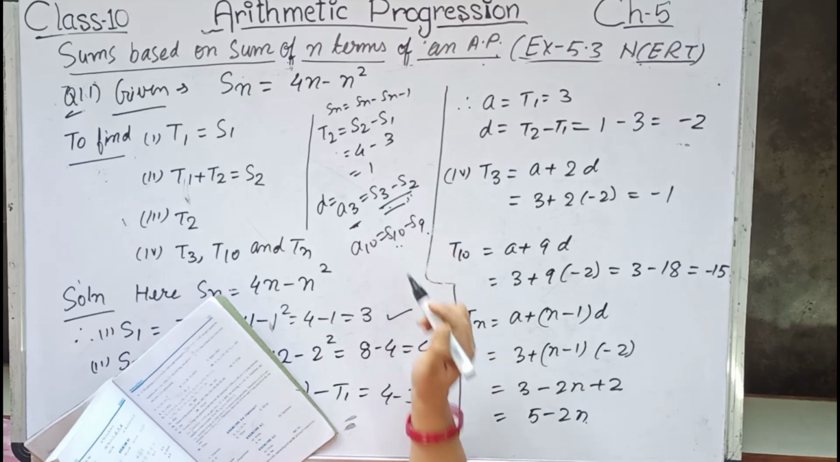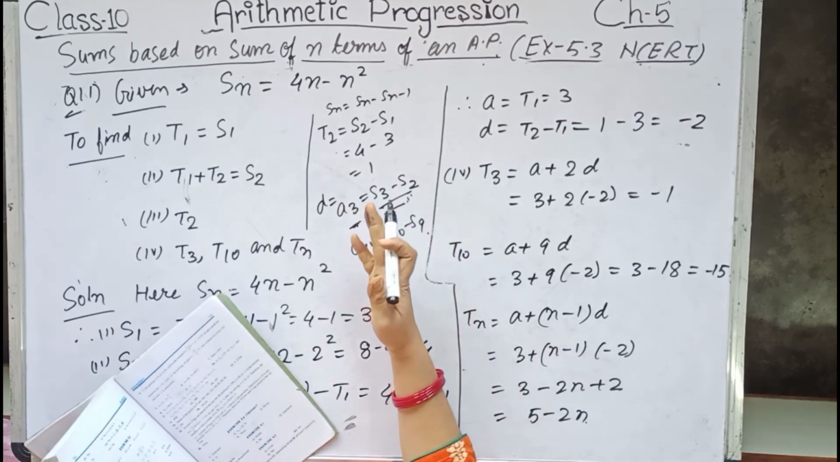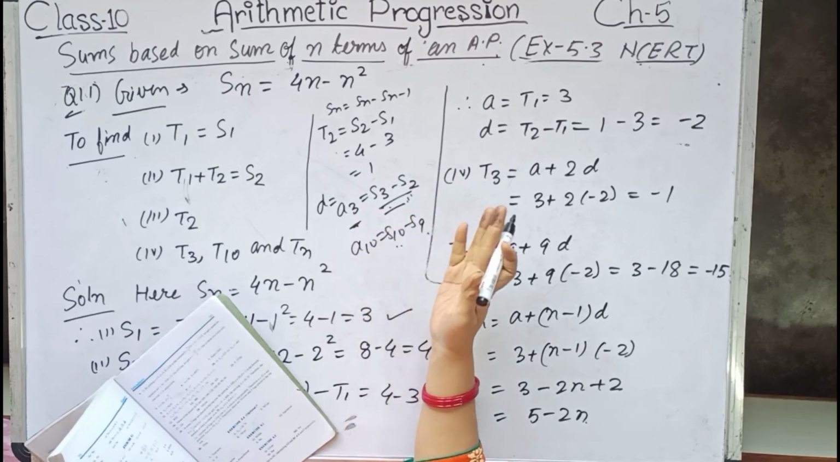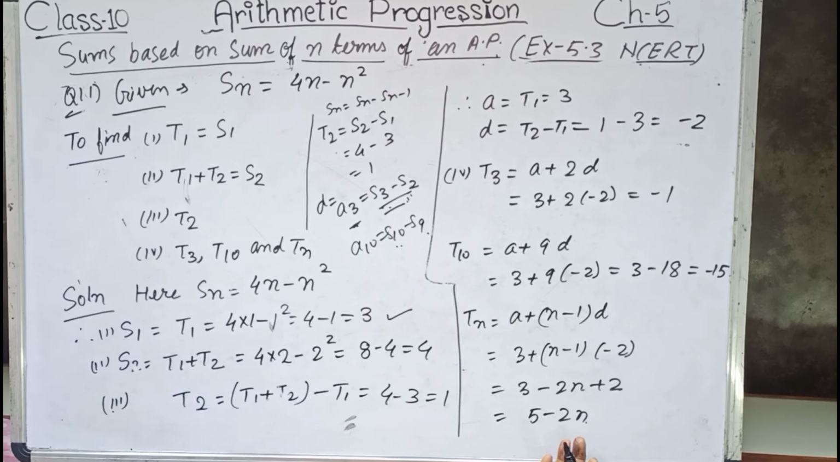Similarly an is equals to direct utilization over here Sn minus of Sn minus 1, and by putting n equals to n and n minus 1 respectively, you will be getting over here 5 minus of 2n. So whichever way you apply, children, but the thing is that you should understand both the formulas.